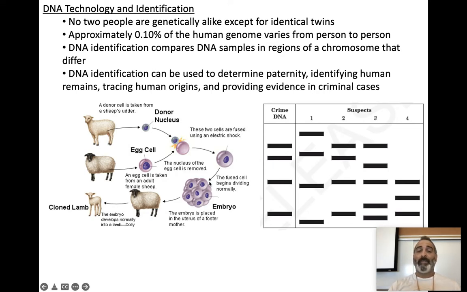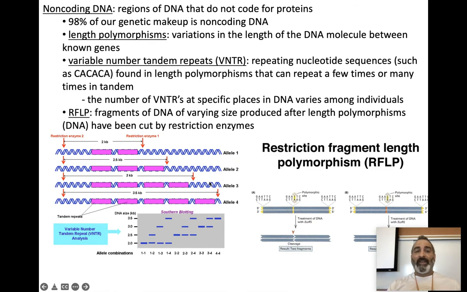Okay. Now, most of our DNA is what's called non-coding DNA, which means it does not produce proteins, non-protein producing DNA. Now, how much of that non-coding DNA? There are some slight differences in our non-coding DNA from person to person. What is different about our non-coding DNA from person to person is these things called length polymorphisms.